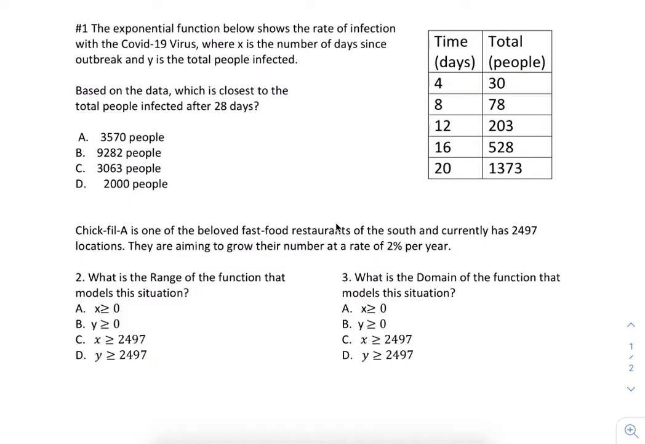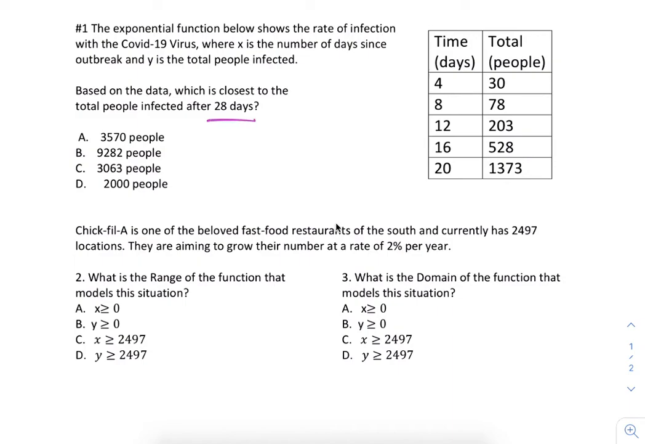All right, cool. First question says, the exponential function below shows the rate of infection with COVID-19 virus, where the x is the number of days since the outbreak, and the y is the total people infected. Obviously, I estimated these numbers a little bit, but they're from early on when the data basically was exponential. The goal is to try and figure out what your prediction is for 28 days, okay?